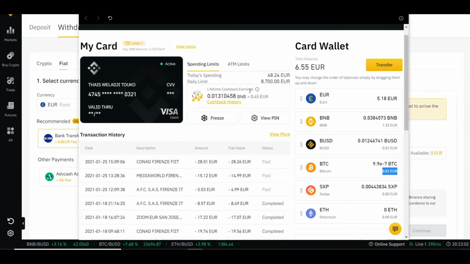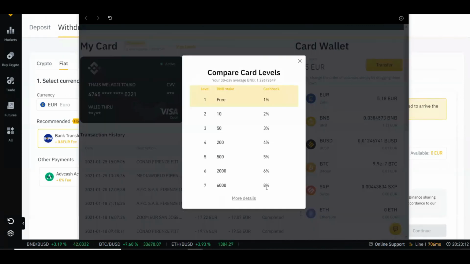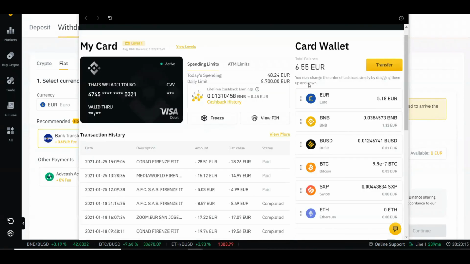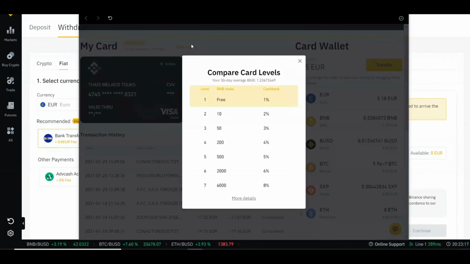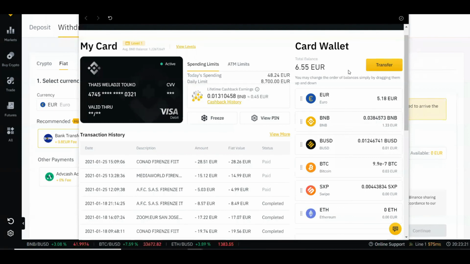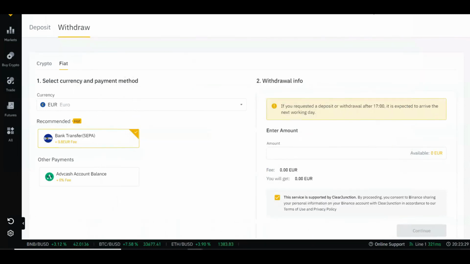And you have cashbacks. What is cashback? It means every time you spend money with your card, the company gives you back a certain percentage, ranging from 1% to 8%. You understand? So if you have the highest level, 8%, it means that every 100 euro or dollar that you spend, the company gives you back 8%. Every $1 you spend, the company gives you back 8%. And that's one of the best ways out there.